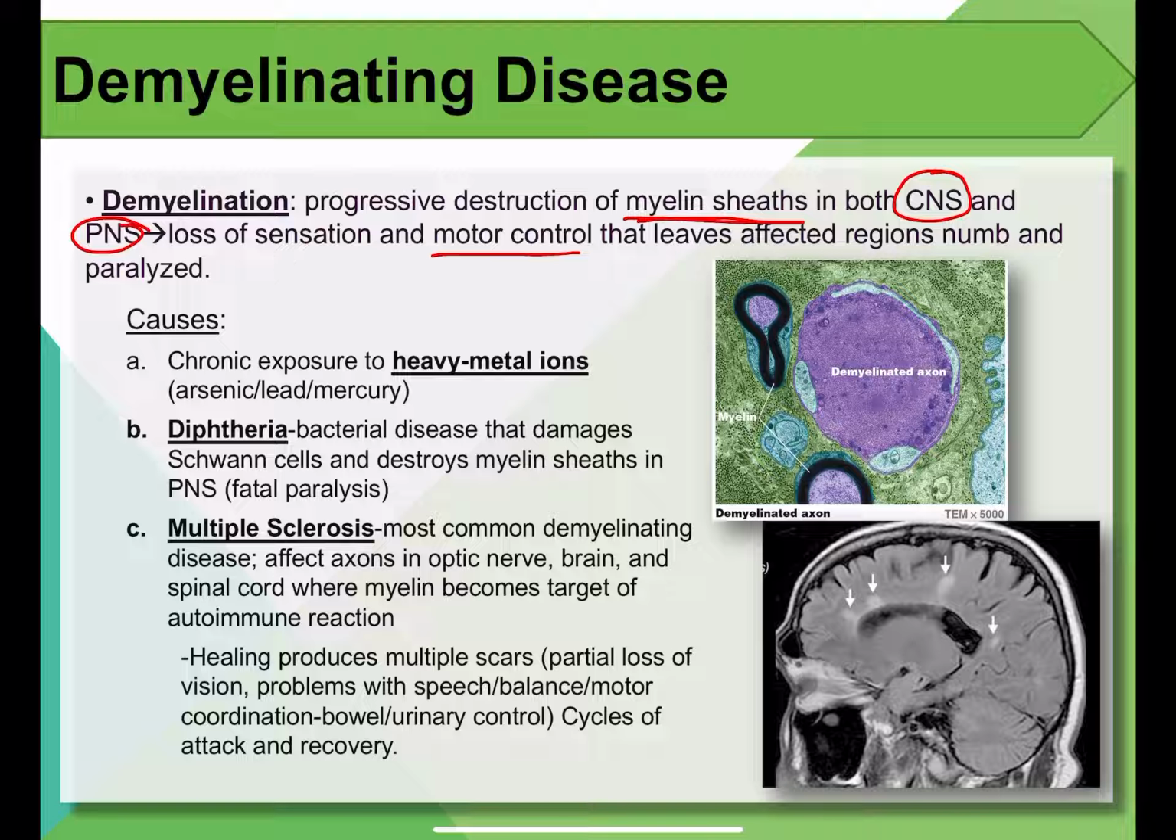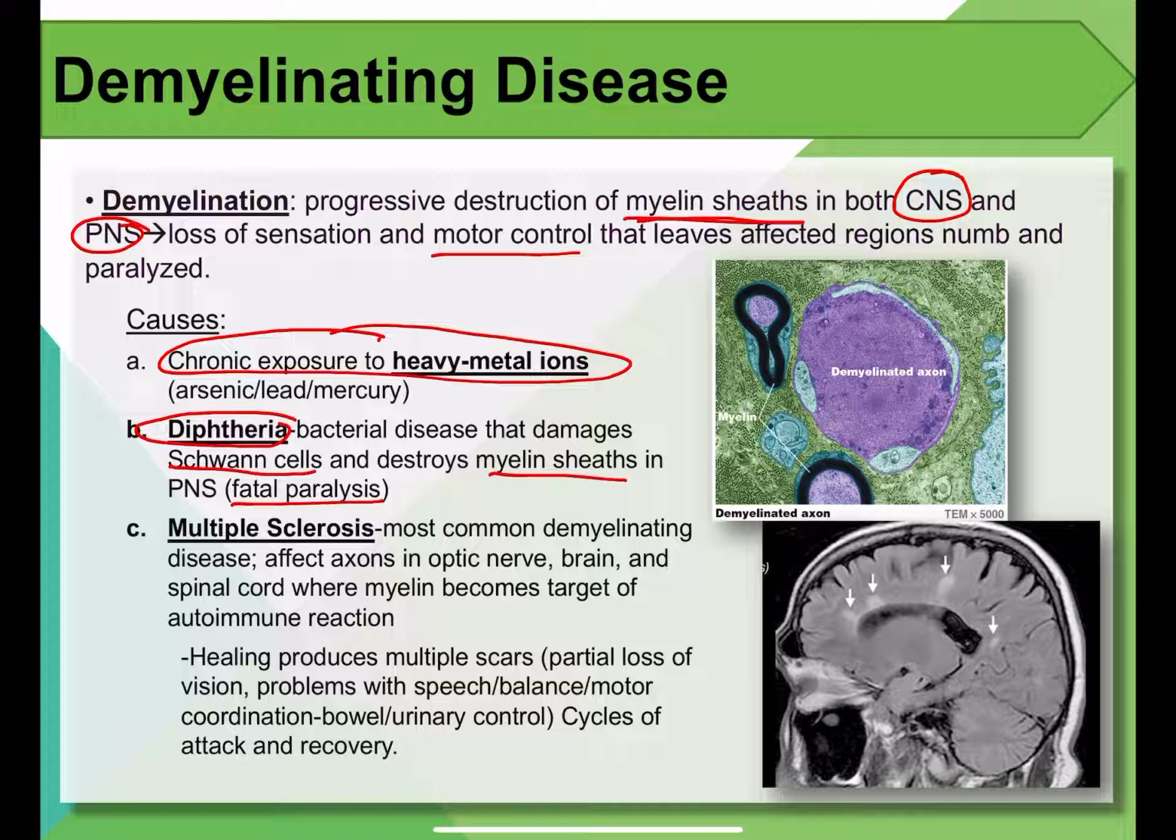For example, chronic exposure to heavy metal ions such as arsenic, lead, and mercury can lead to demyelination. I'm not going to talk about the mechanism of that, but it can cause that. Diphtheria is a bacterial disease where the bacteria specifically damage Schwann cells, and in that sense, if they destroy Schwann cells, they will destroy myelin sheaths along the way, and that usually happens within just the peripheral nervous system, which can lead to fatal paralysis as well, kind of like rabies.